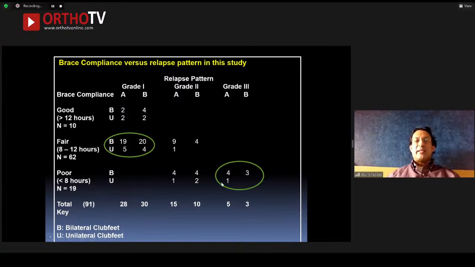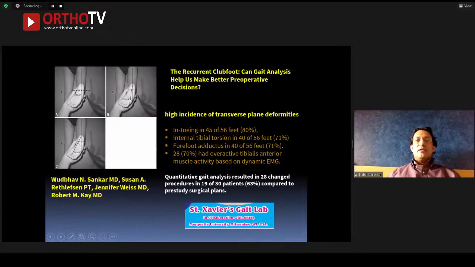So anybody who wore the brace less than 8 hours had a high chance of getting a grade 3 relapse. So that's why it's critical that the brace should be worn at least 8 to 12 hours. More than 12 hours is best. But our parents' compliance decreases after age 2.5. So this is where the bracing timing stands.